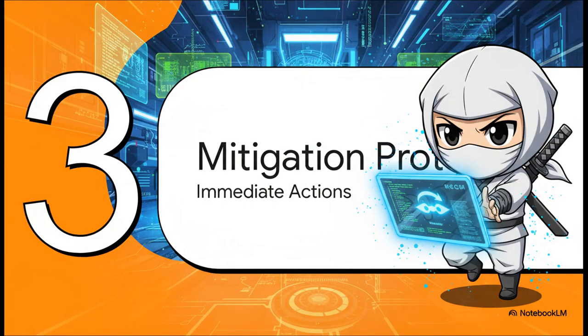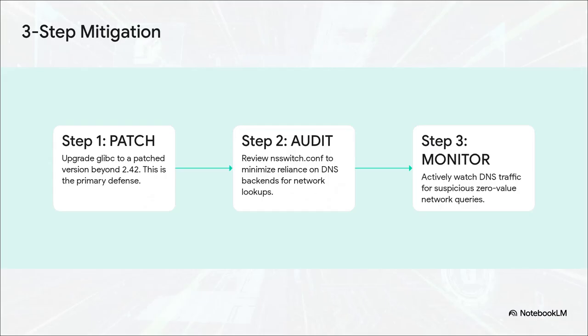Okay, that brings us to the most important part of this entire advisory, what you need to do right now. This is your mitigation protocol. Pay close attention. Here is your 3-step plan. Step 1, patch. This is absolutely non-negotiable. You have to upgrade glibc to a fixed version to kill this ghost for good. Step 2, audit. I want you to check your nsswitch.conf file. If you aren't using DNS for these specific network lookups, remove it. Shrink your attack surface. Step 3, monitor. Your SOC needs to start hunting for the attacker's signature, which is anomalous, zero-value DNS queries.